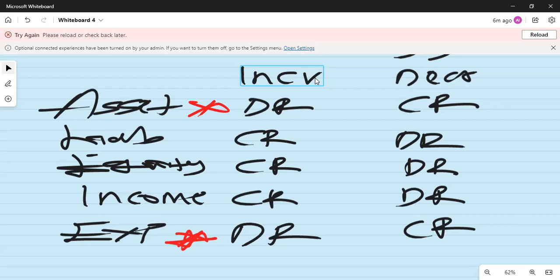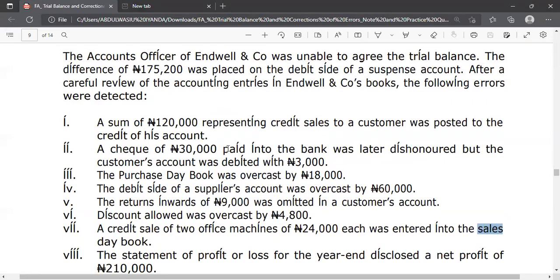Debit and credit, increase and decrease. Additional information 1. A sum of 120 representing a credit sales to a customer was posted to the credit side of his account. Is this correct? Please, if you are in a good environment, please unmute yourself. The chat is also open. This number 1, is it correct?